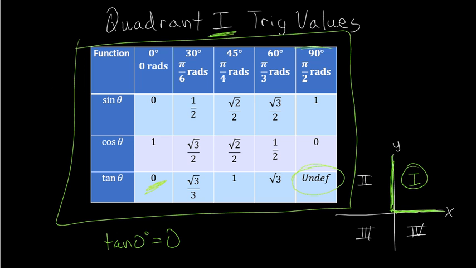And we also see here, we have the sine, cosine, and tangent for 90-degree angles. So the sine of a 90-degree angle is 1, the cosine of a 90-degree angle is 0, the tangent of a 90-degree angle is quote-unquote undefined.